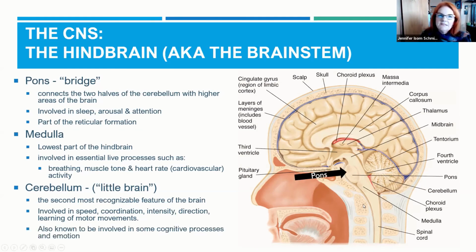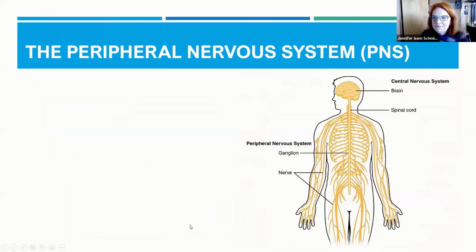Okay, let's see. I'm on my last minute just to show you the pons. Again, is this little kind of eggy shaped structure. It means bridge. The medulla is the lowest part of the brain in the brainstem. And then last we have the cerebellum.